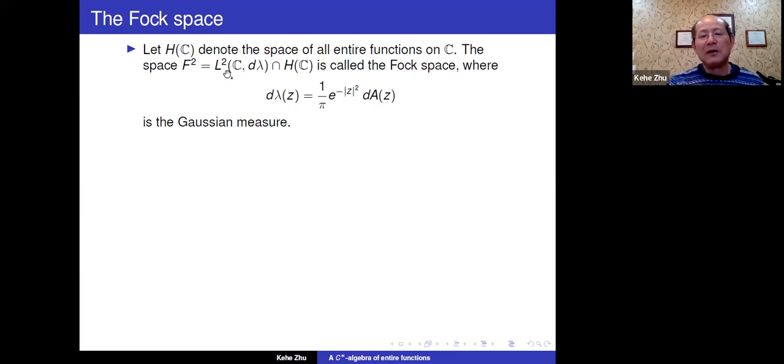You just look at L2 of the complex plane with respect to the Gaussian measure, intersected with the space of all entire functions. And then it's easy to check that this is a Hilbert space. I'm going to call this the Fock space, although the term is not quite universal, although it is becoming universal after my book. People used to call this the Segal-Bargmann space, the Fock space. There are several different names for this. Anyway, I'm going to just call this the Fock space. It's a Hilbert space of entire functions on the complex plane.